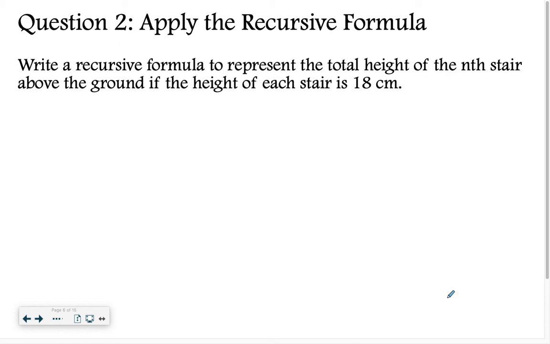Question 2, this one's for you to try. Write a recursive formula to represent the total height of the nth stair above the ground if the height of each stair is 18 centimeters. Good luck.